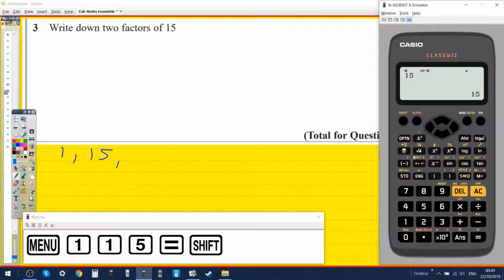That's why you have to press shift first. That is a fact. It stands for factorize or something. I don't even know. Look at what the calculator says. 15 is 3 times 5. Your teacher doesn't even know you can do this.